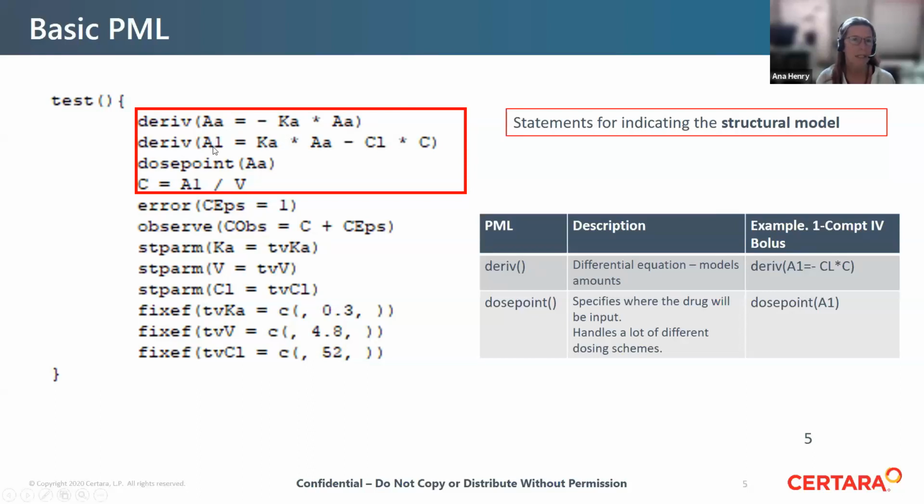But because everything is in terms of amounts, and what we are observing are really concentrations, the code requires that we do the transformation. So that means that C, this concentration, is equal to the amount divided by the volume of that compartment.